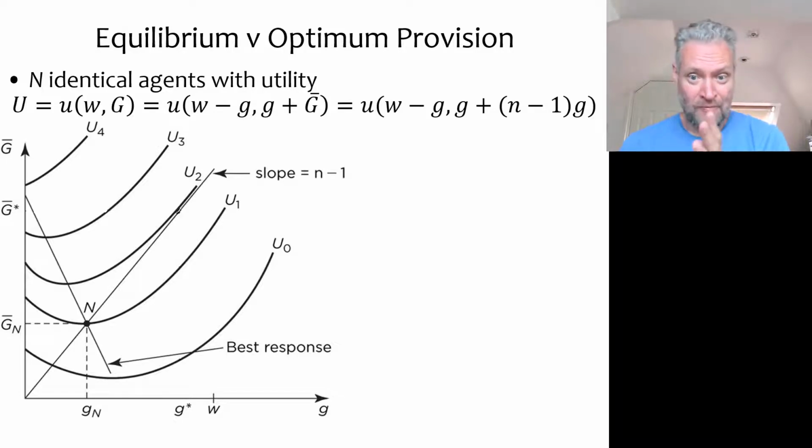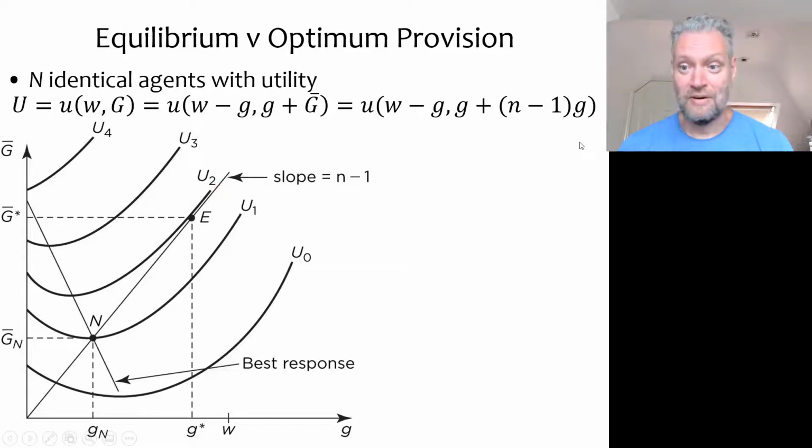Now, the supply of public goods is this curve here, because everybody is the same. Everybody's supply is the same, and because there are n minus 1 others, the slope of the curve between G bar and G is this curve with a slope of n minus 1, and that comes from the fact that G bar is simply n minus 1 times G. Everybody is the same in this economy.